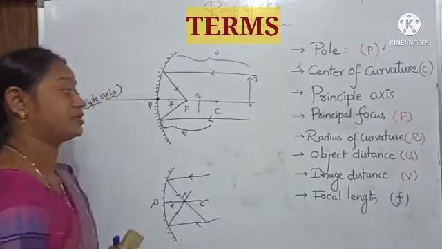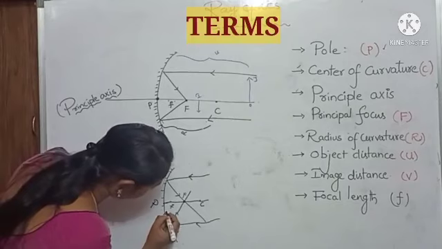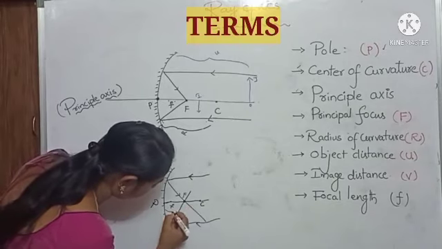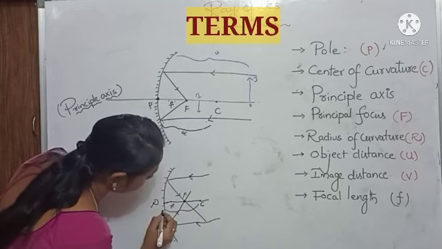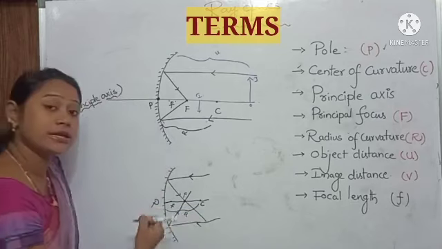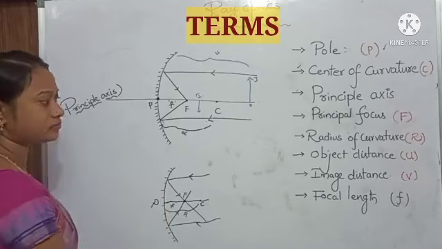Radius of curvature. Radius of curvature is the distance between the pole and the center of curvature. What is meant by radius of curvature? The distance between the pole and the center of curvature. It is represented with the capital letter R.